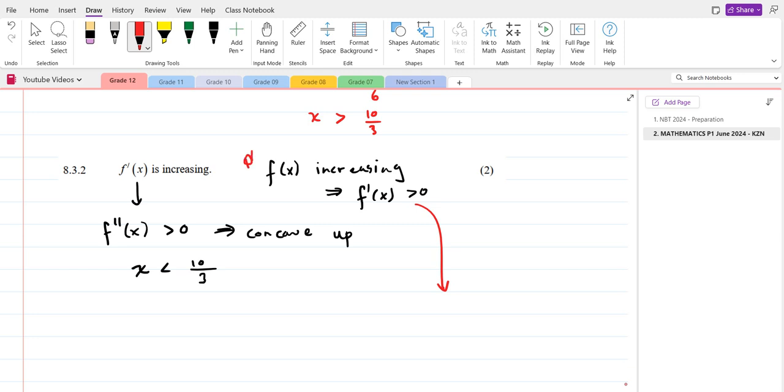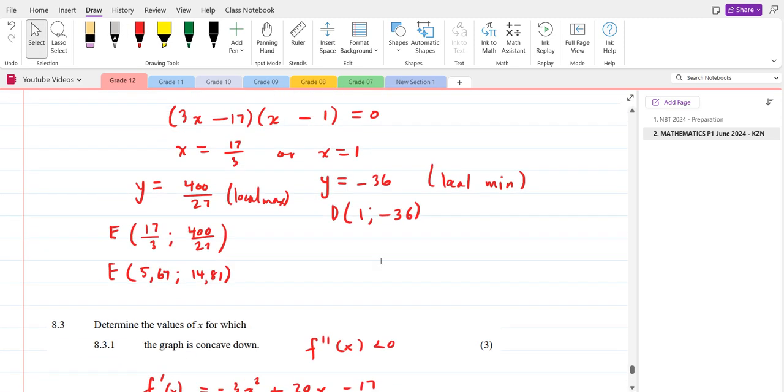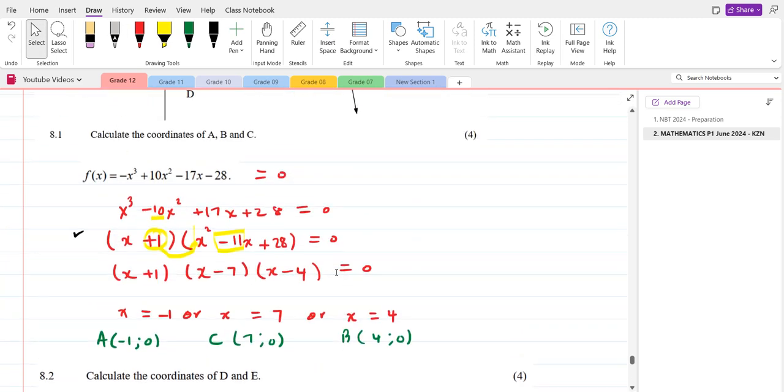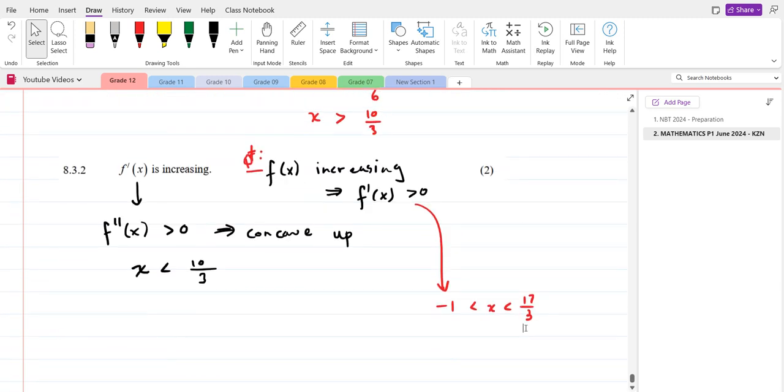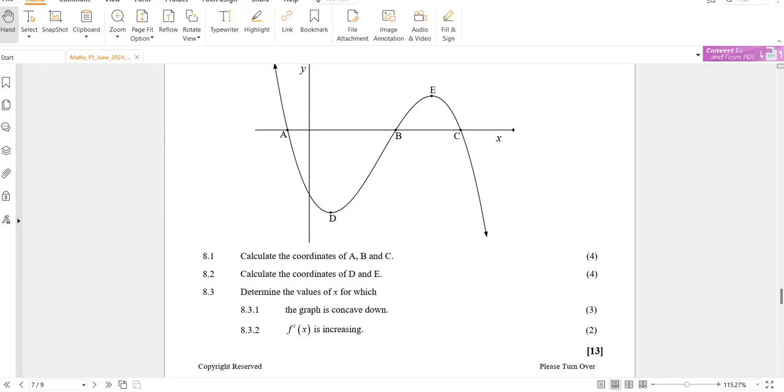So that will be the answer for this problem if they said f of x. So I'll put this as an additional question. So the answer for this will be between -1 and 17 over 3. That's when it is increasing. Yeah, I think they made a mistake here, because if they ask for concave down, why would they ask for concave up again? But anyways, my answer is making sense.